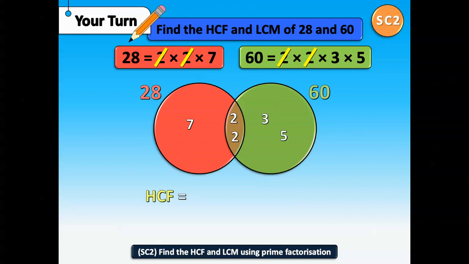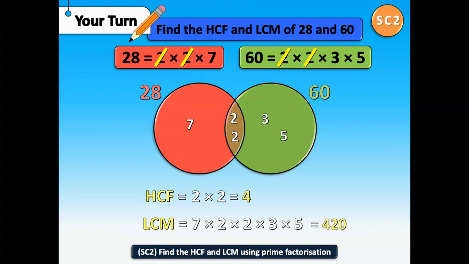Now the highest common factor is everything in the crossover bit. So that's 2 times 2, which is 4. And the lowest common multiple is all the numbers times together. So that's 7 times 2 times 2 times 3 times 5, which is 420. So the highest common factor of 28 and 60 is 4, and the lowest common multiple is 420.